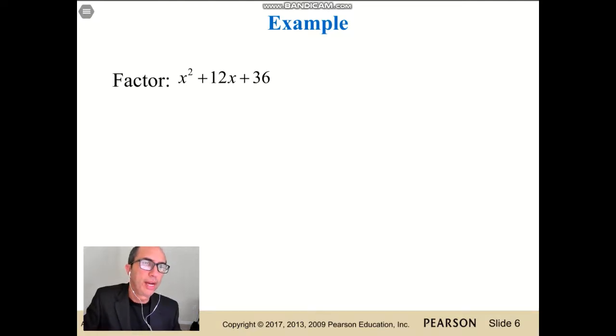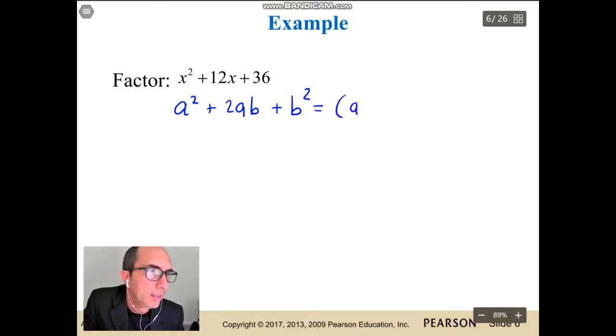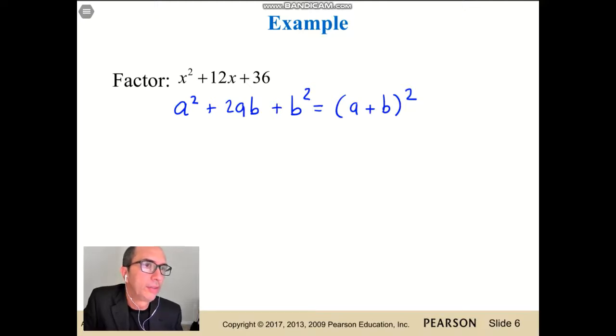Let's work this first example, and we have here x squared plus 12x plus 36, and the question asks to factor it. We have to compare with the perfect square trinomial that we have seen before, and we need to have a squared plus 2ab plus b squared to be able to write it as a plus b squared, right? If we have this form, then we can do the factoring.